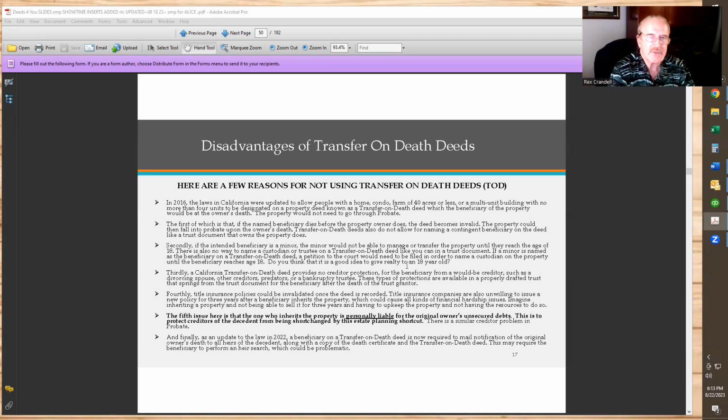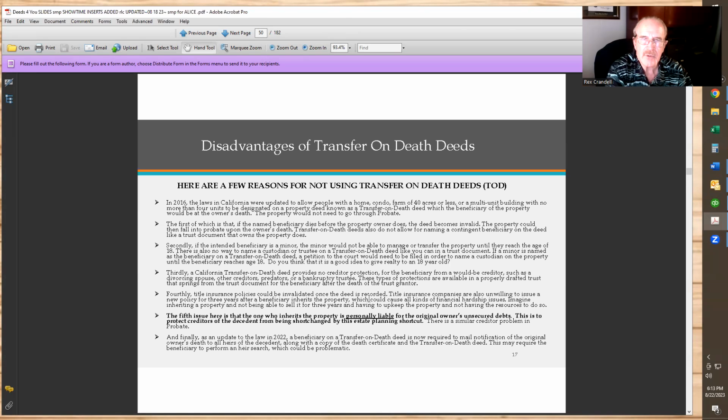There's another problem we've seen where if a beneficiary is named and they're under 18 at the time the owner dies and it goes to the minor, the minor can't do anything with it. They either have to get a guardian ad litem, which is a conservatorship, guardianship of the estate, or the minor has to wait until they become 18.